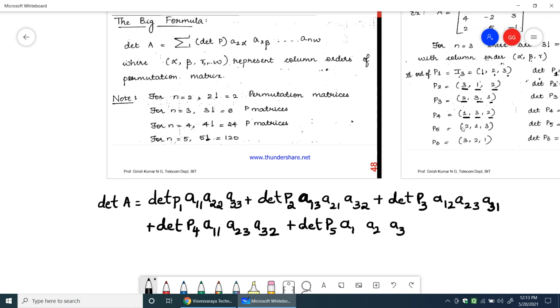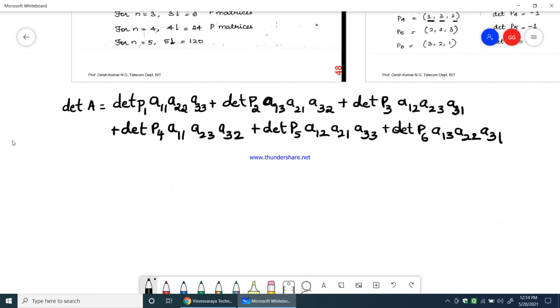In terms of P5 you see 2 1 3, therefore I'll put here 2, I'll put here 1, I'll put here 3, plus determinant of P6 into A1, A2, A3. Now in the place of alpha beta gamma we have 3 2 1, 3 2 1. Now let us see how to find out this A11, A22 and A33.